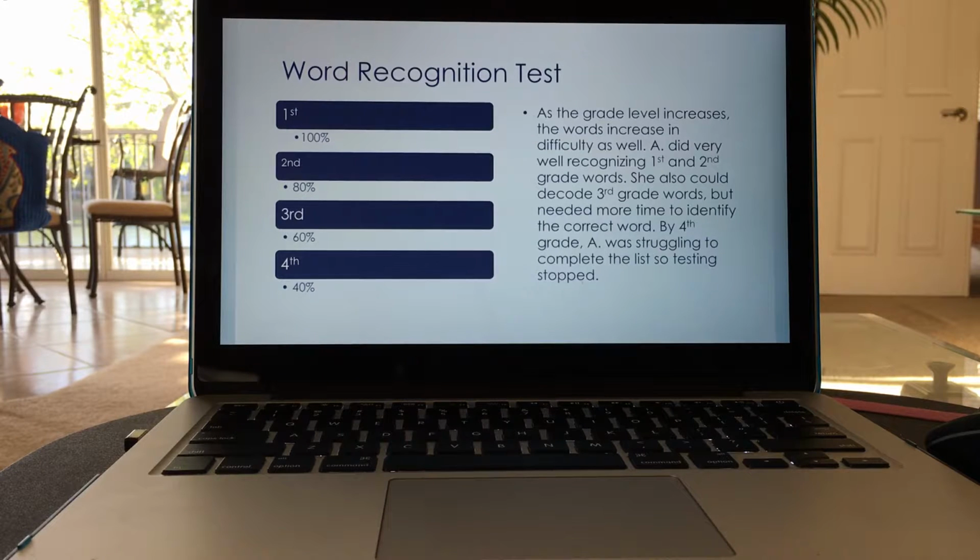As the grade level increases, the words increase in difficulty as well. A did very well recognizing first and second grade words. She also could decode third grade words, but needed more time to identify the correct word. By fourth grade, A was struggling to complete the list, so testing stopped.